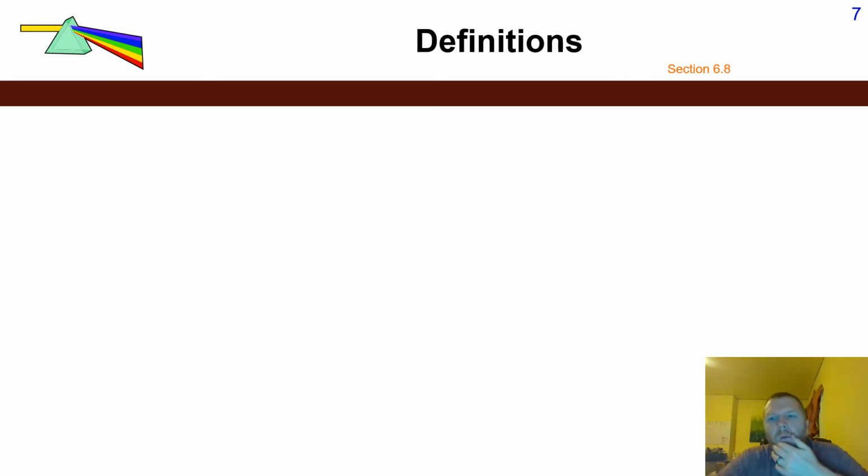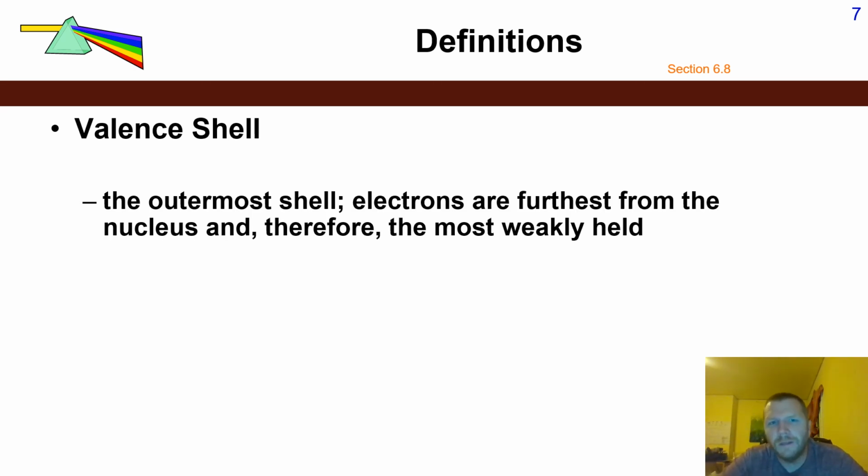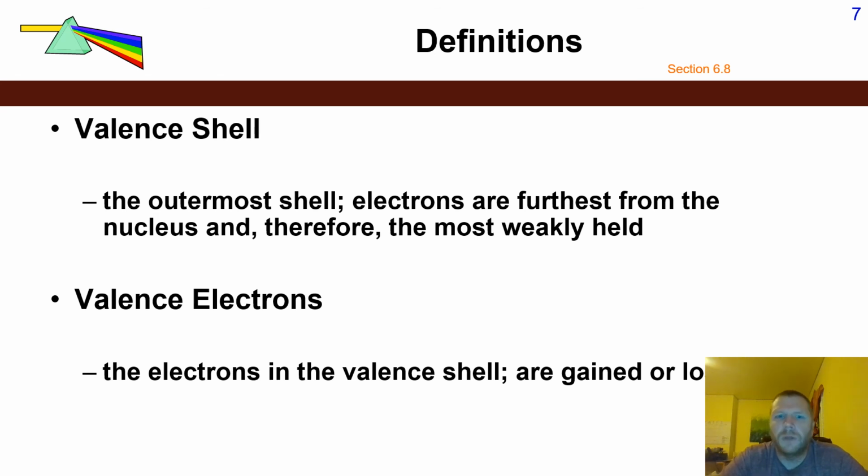Now, last two definitions before we go on, and those are your valence shell. Your valence shell is the outermost shell, the electrons furthest from the nucleus and therefore the most weakly held. Those are also the highest energy. Your valence electrons are the electrons in the valence shell. These are the ones that are going to be gained or lost, in the form of forming an ion, whether it's a cation or an anion. If you're forming a cation, you're losing an electron. If you're forming an anion, you're gaining a valence electron.